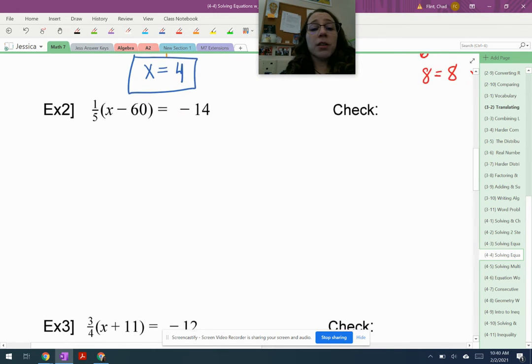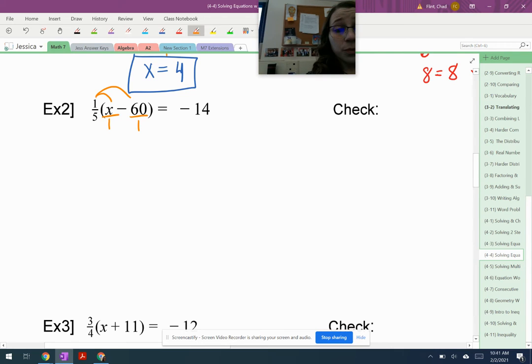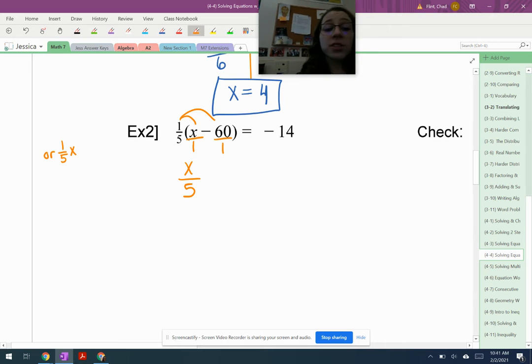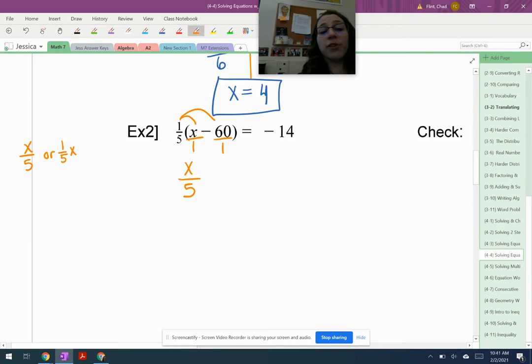My steps are all going to be the same. I'm still going to start with that distribution of the 1/5 to both pieces inside that parentheses. So just like I did last time, I'm going to start by turning these into fractions. 1/5 times x is equal to x over 5. Or you could write that as 1/5 x. That wouldn't be incorrect, sorry. You could do x over 5 or 1/5 x. Either one is correct.